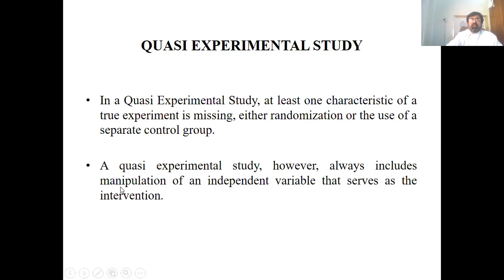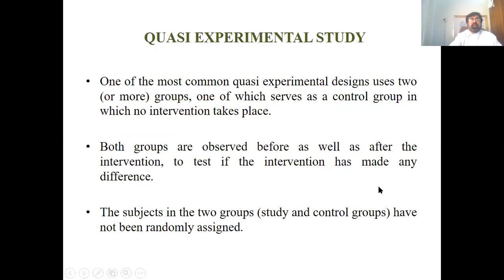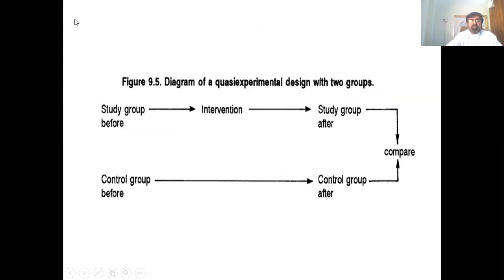Quasi-experimental, however, always includes manipulation of the independent variable that serves as the intervention. One of the most common quasi-experimental designs uses two or more groups, one of which serves as a control group in which no intervention takes place. Both groups are observed before as well as after the intervention to test if the intervention has made any difference. The subjects in the study and control groups have not been randomly assigned. There is no randomization. And this is the method of inquiry.